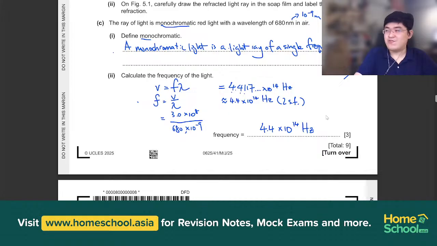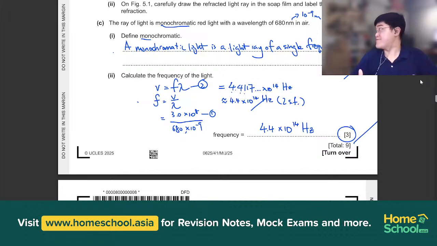So first mark, we do need to know that the speed of light in air is 3.3 times 10 to the power 8. That is your first mark. All right. Second mark is if you write down v equals f lambda. Second mark. Third mark is getting the correct answer. And that gets you your full 3 marks over here. So far so good, right?